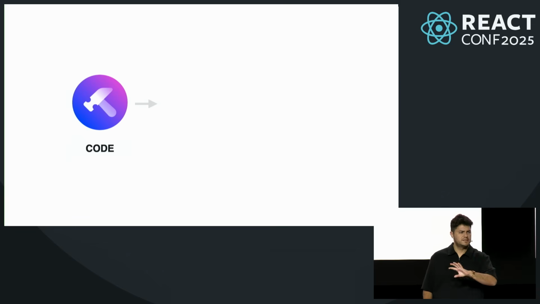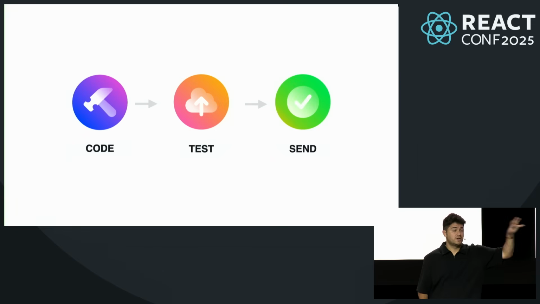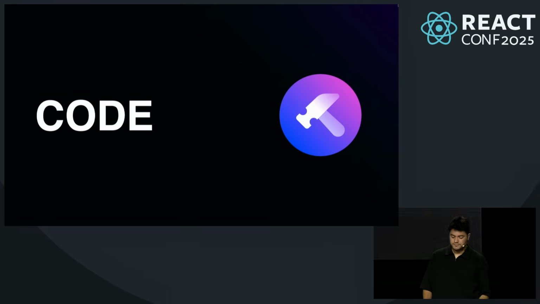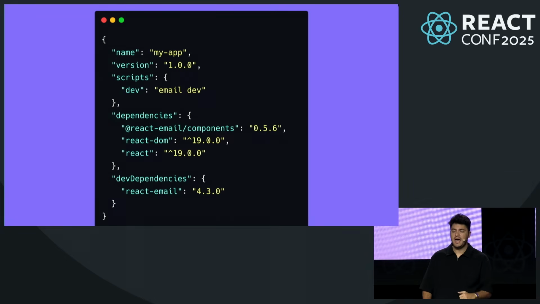So we're going to do three things here. We're going to code that email template, then we're going to test it, and then we're going to send it. Those are the three things. So let's start with coding. Well, the cool thing about React Email, it has this create-email package that generates all the files for you, so we're going to get started with that.